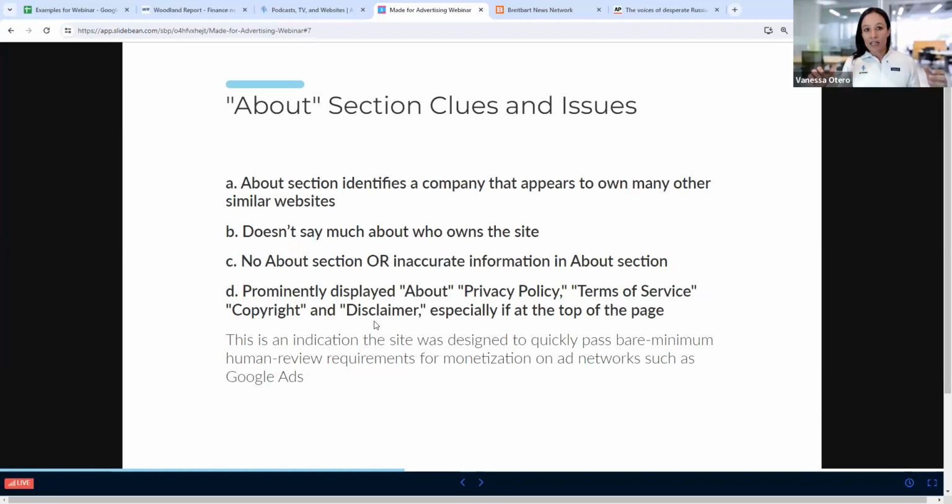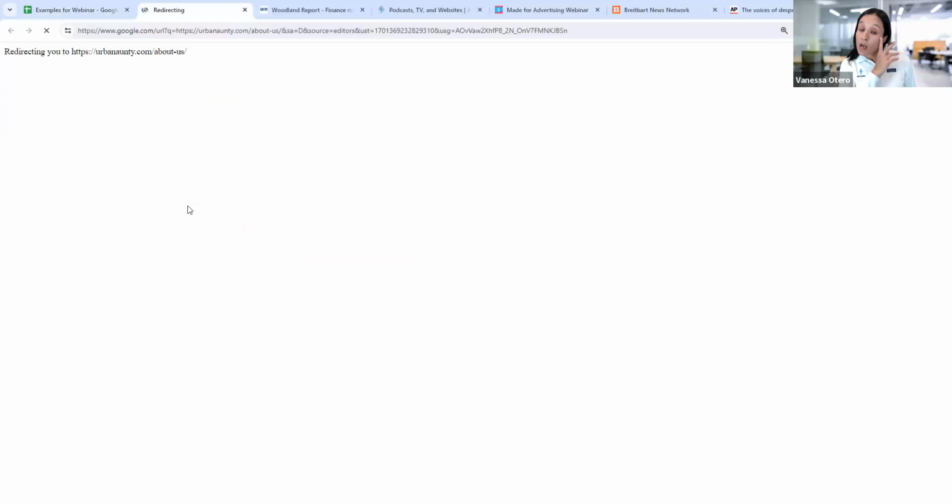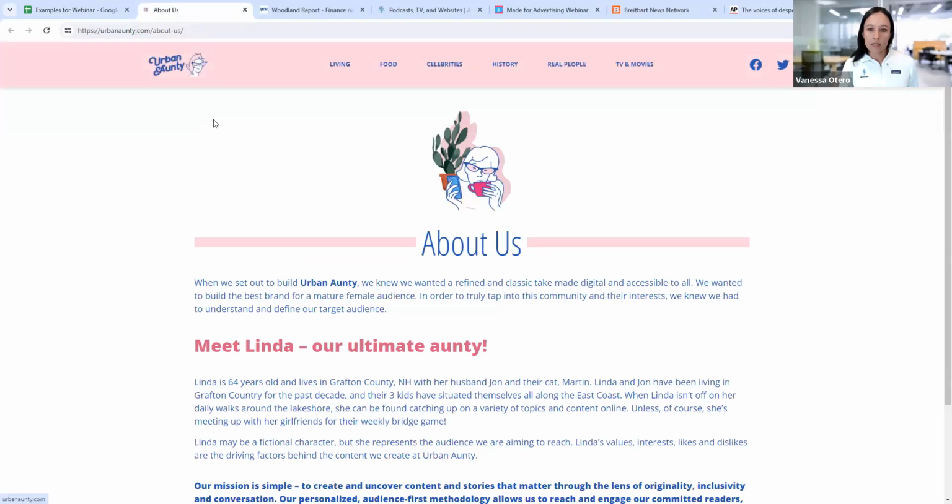This is because it's easy. There are large company ad networks out there where they do have some standards, bare minimum standards. And those include like you have to have these disclaimers or this terms of service or this copyright, etc. So one way you can quickly identify through the about section if it's a made for advertising site, this one's called Urban Auntie. So Urban Auntie is about apparently living, food, celebrities, history, real people, TV and movies.